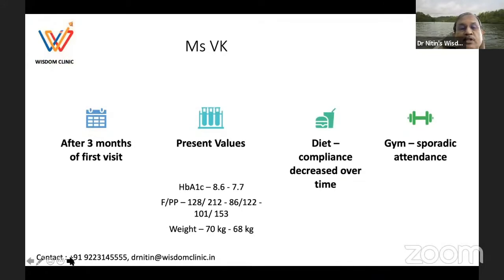Now, these are the reports after 3 months of this first visit, when the doctor modified everything. Her HbA1c has come from 8.6 to 7.7. Fasting and PP dropped down to 86 and 122, but again have come to 101 and 153. Weight is just a 2 kg drop, 68 kg. Diet compliance decreased over the 3 months, and there was very poor presence in the gym.